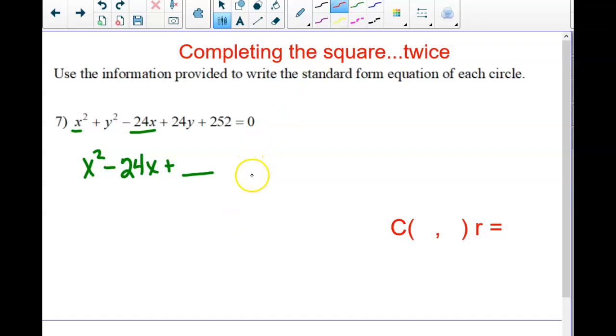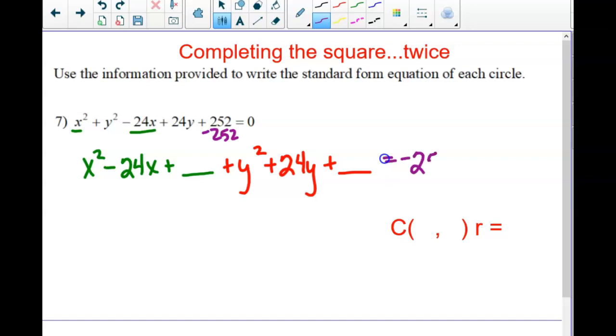All right. And then what about the y's? Plus y squared, good job, plus 24y. We've got to watch that negative on the other one over there, and a plus blank. And then I'm actually going to move the constant to the other side, so that would be minus 252. And whatever I do, the first blank and the second blank on the left, I have to do the same thing on the right. All right, does anybody remember how we did completing the square? Yes, we're going to take this one and divide it by 2. Good job. So this is going to be x minus, because it was a negative 24, minus 12.